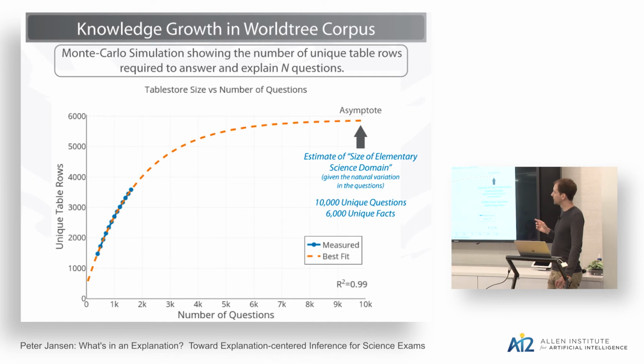This one here is the knowledge growth of the corpus. So one of the questions that a lot of us have had is how big is the idea of elementary science? What are the core concepts in it? How many do we need to do? Do we need 1 billion? Do we need 1 million?